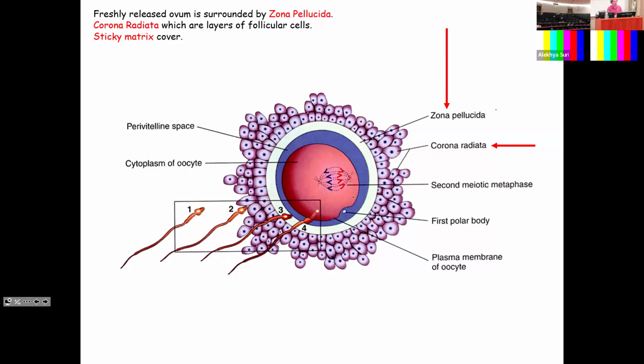We have the genetic component arrested in meiosis 2, the second meiosis. And the chromosomes are waiting for the sperm to fertilize the oocyte, and then meiosis will be completed. Okay, so that's another checkpoint. Then there is a polar body, which is what remains from the process of meiosis.